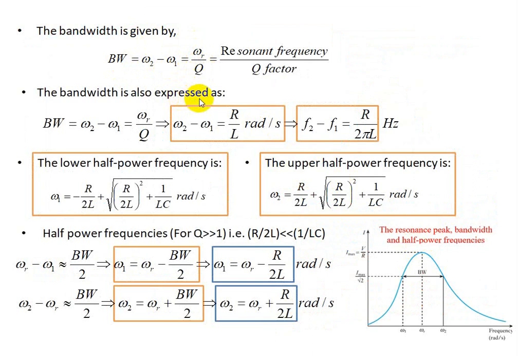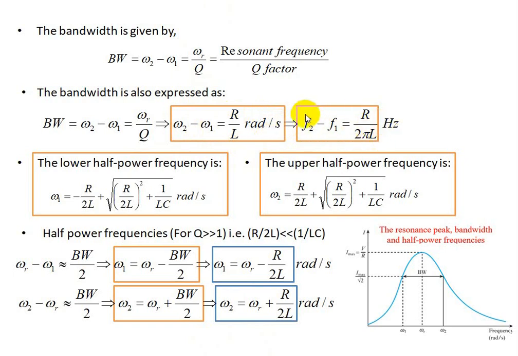The bandwidth can also be expressed as follows. This omega 2 minus omega 1, which is equal to omega R by Q, can be written as omega 2 minus omega 1 equal to R by L, if we substitute Q equal to omega R L by R. So we get omega 2 minus omega 1 as R by L, radians per second. If you want F2 minus F1, this will be equal to this term divided by 2 pi, that is R by 2 pi L.